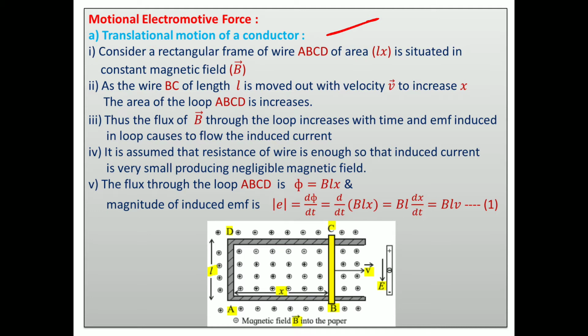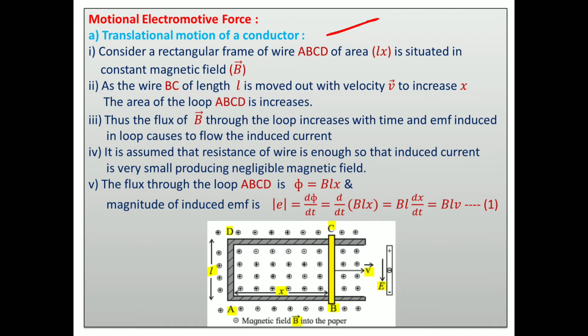Now look here, a wire BC of the frame is movable. Then as the wire BC of length L is moved out with velocity V, what happens? As this wire is moving, X goes on increasing, and as X goes on increasing, the area of the loop ABCD also goes on increasing because the width goes on increasing. So Lx is the area. X increases, area increases.